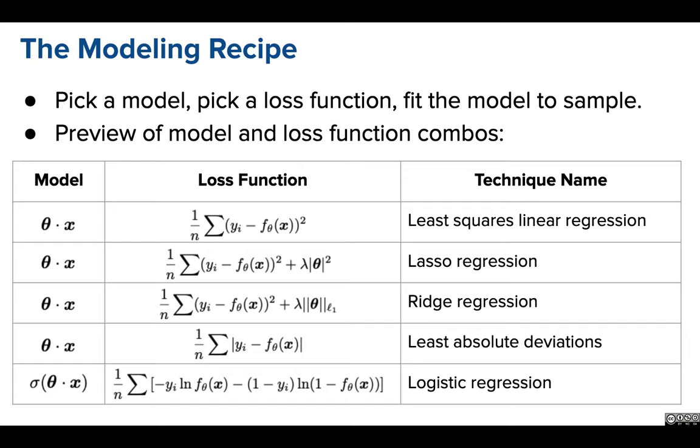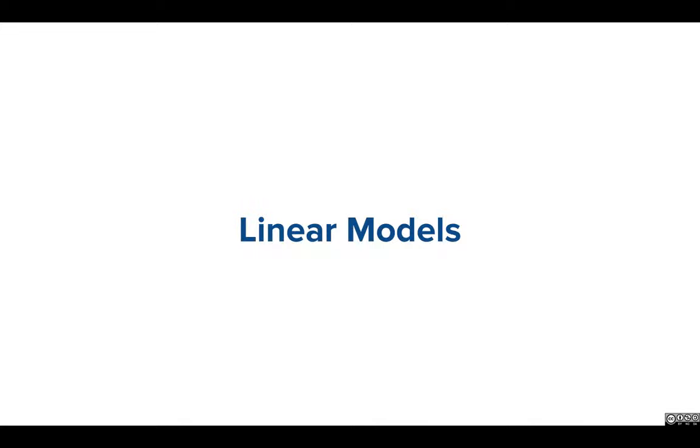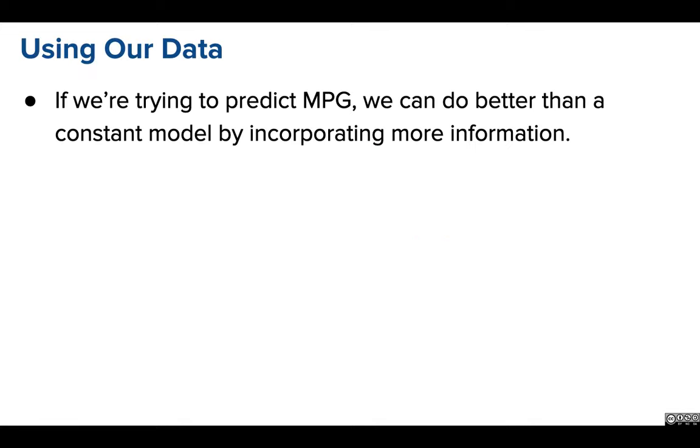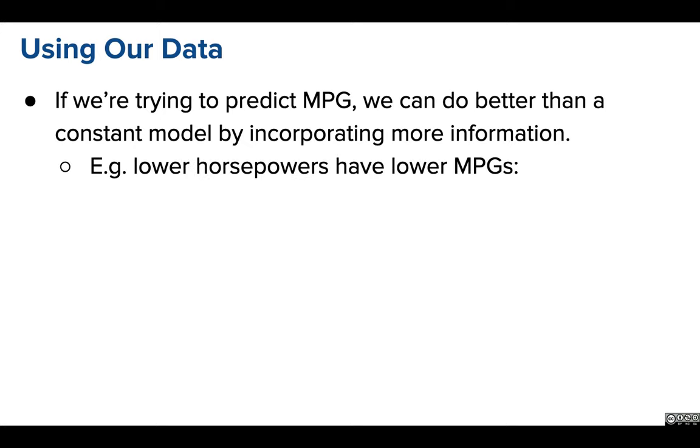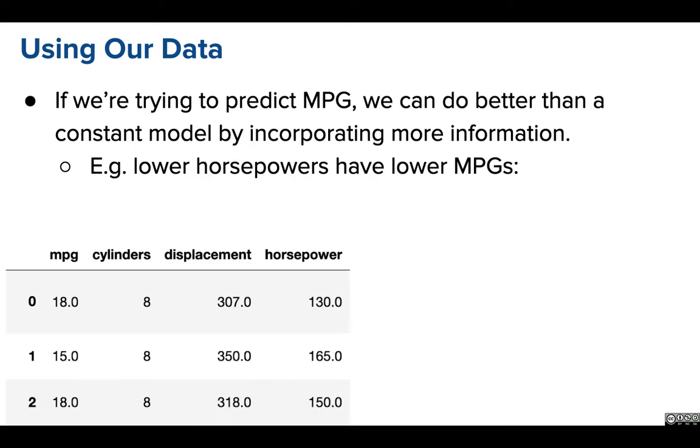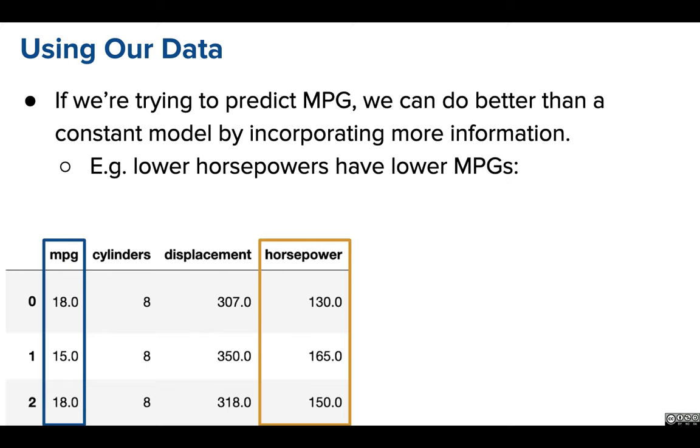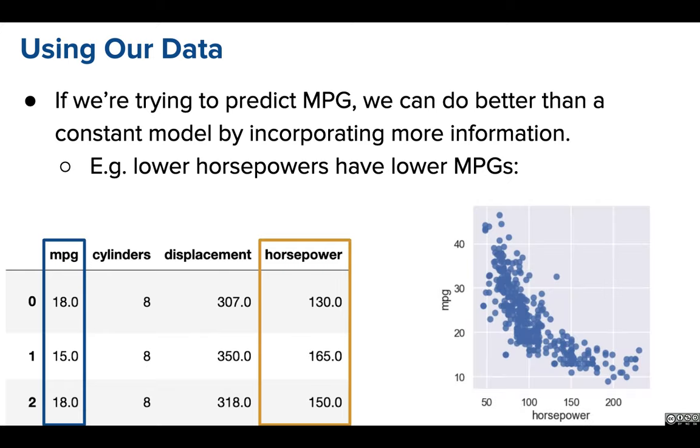Let's talk about linear models. So we've talked so far about constant models. But we know that if we're trying to predict the MPG of a car, we can do a lot better than a constant model by incorporating some more information. For example, if you look at the horsepower column, we can notice that if you plot horsepower and MPG, in general, if a car has more horsepower, it has less miles per gallon, it's less fuel efficient. So if you want a race car, you have to give it gas all the time.